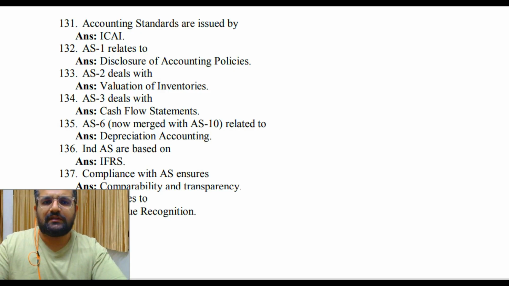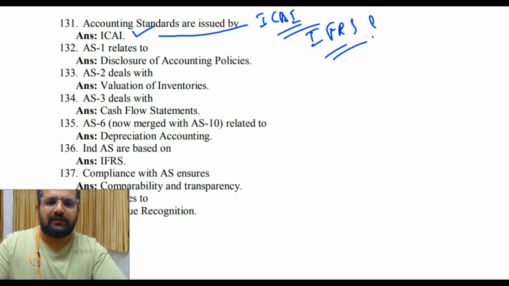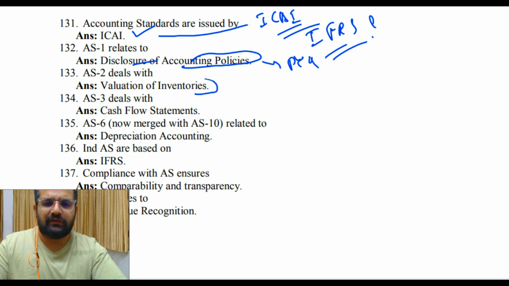Then accounting standards are issued by ICAI. You tell me what is the full form of ICAI. At the same time what is the full form of IFRS. ठीक है, हमने किया था, so you will tell me. Then AS1, that is accounting standard 1, relates to disclosure of accounting policies. ये as it is ये भी आया हुआ है previous year में. Then accounting standard 2 deals with valuation of inventories. Accounting standard 3 is cash flow statement. Accounting standard 6, now merged with AS10, relates to depreciation accounting. Then Indian accounting standards are based on IFRS. So इसका full form you will tell me.